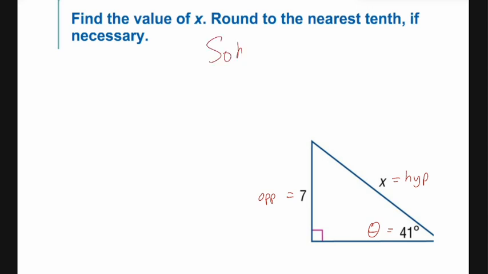So if we look at our SOH-CAH-TOA this time, which one of our trig functions, sine, cosine, or tangent, uses opposite and hypotenuse? SOH, CAH, or TOA? Yes, the sine does. So now let's write down the formula so that we can use substitution. The sine of theta is opposite over hypotenuse.